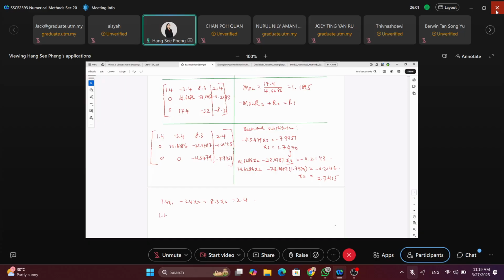So do the substitutions here, backward substitutions here. X2 just now is 2.7415. Okay, solve for x1. Okay, is it clear?